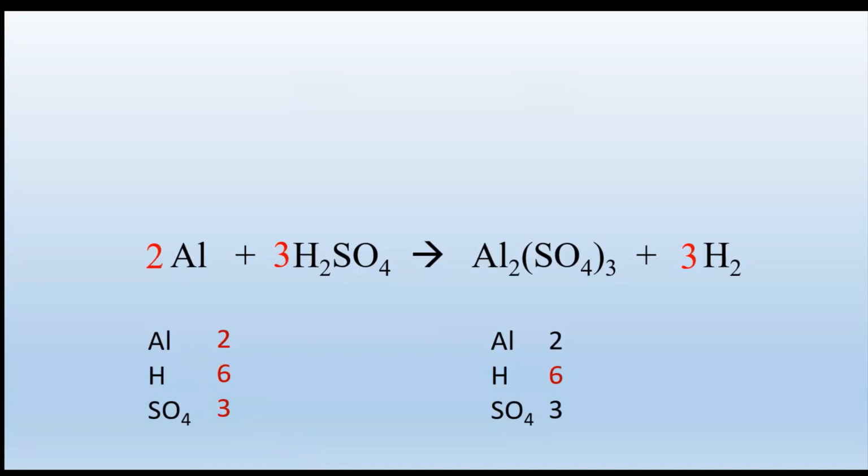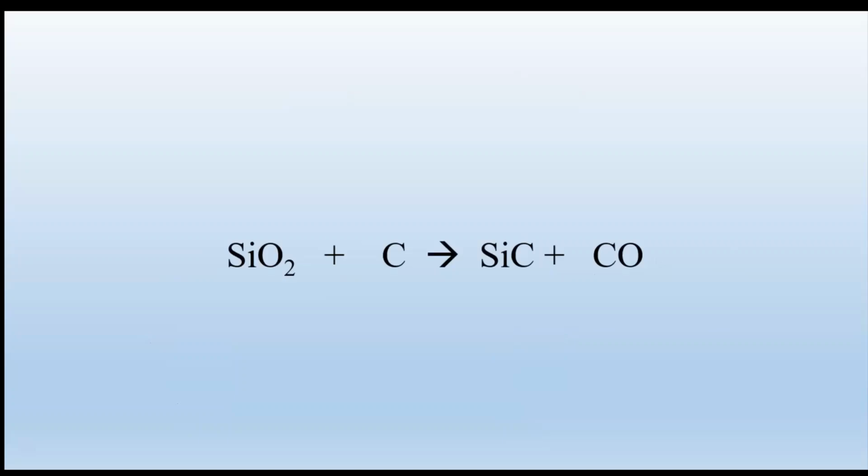So that's a little bit more work than some of the earlier ones, but if you have a method to doing all this, you'll turn out fine. All right, here's another one. And this one's going to be a little bit more simple. Silicon dioxide plus carbon, yielding silicon carbide and carbon monoxide.